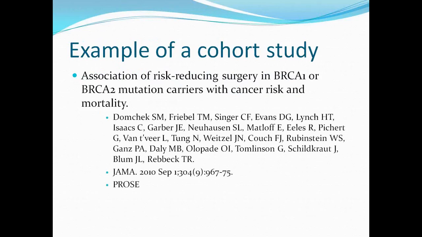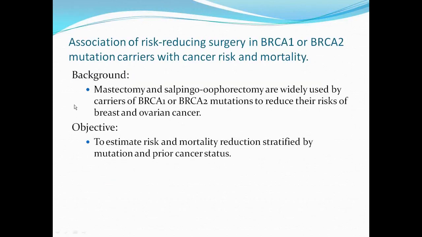We have published a number of papers on this topic, and one paper I just wanted to use as an example is the association of risk-reducing surgery in BRCA1 or BRCA2 mutation carriers with cancer risk and mortality. So this paper was published in 2010 and used our PROSE cohort. So in the paper, we describe our objective, which was to estimate risk and mortality reduction stratified by mutation and prior cancer status.